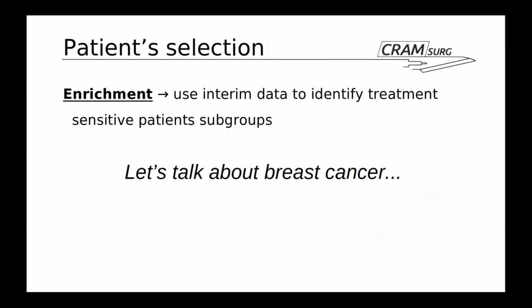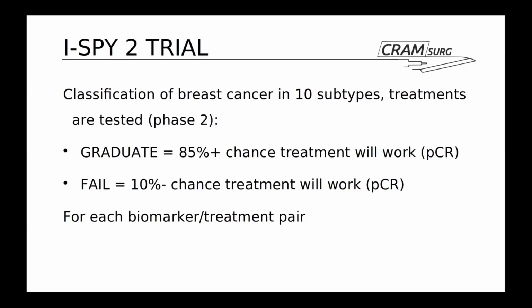So now that we've talked about the intermediate outcome measures, we can have a look at a couple of examples of how they help adapting trials. And particularly, we're going to talk about enrichment first. Enrichment is a technique that uses interim data to identify treatments that are particularly effective in some patient subgroups. To give an example, we're going to talk about breast cancer, and particularly another one of the oldest platform adaptive trials out there, the I-SPY2.